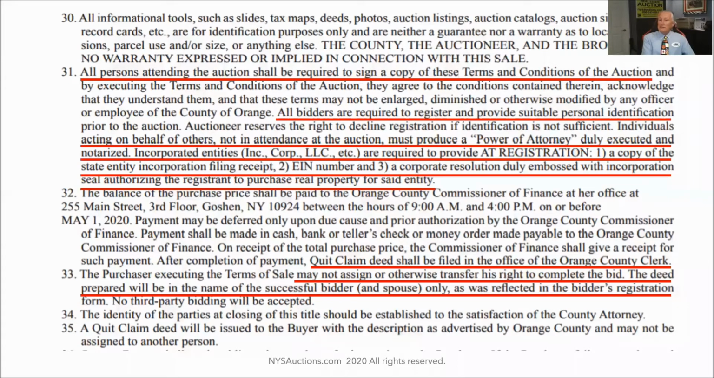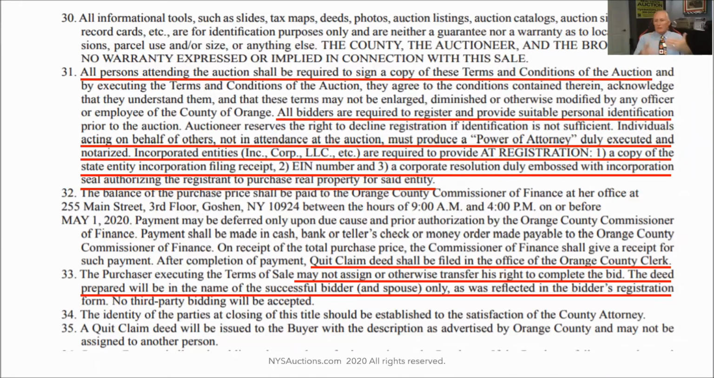33, a quitclaim deed is going to be filed in the clerk's office. So that's when the property becomes yours. And in the interim between bidding and closing, you are not allowed to assign or transfer your right to finish completing the bid or purchase to anyone else. The way you register is the way the deed is going to be recorded. You're the registrant, you're the buyer, you're going to own the property, and that's it.